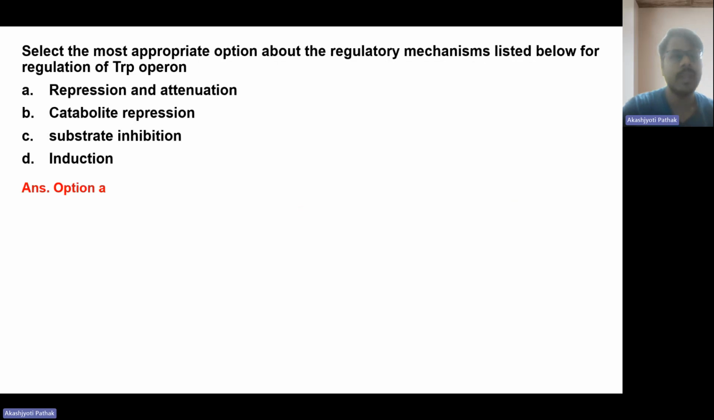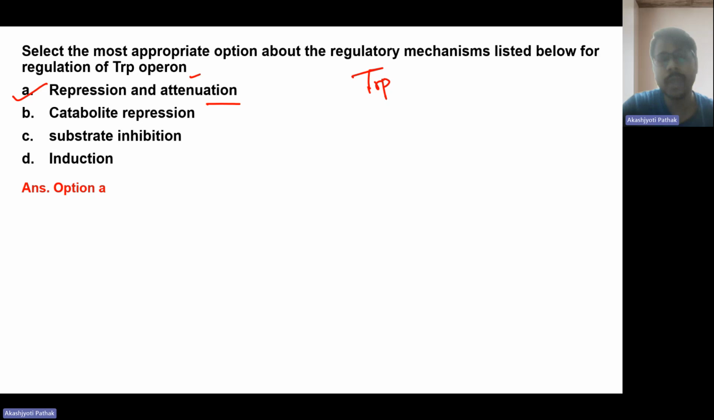The answer is option D. Now select the most appropriate option about the regulatory mechanisms listed below for the regulation of the trp operon. The trp operon is another operon system which is present in E. coli. So the correct answer is option A, repression and attenuation. What do we mean by repression and attenuation? We will see in the next few slides.